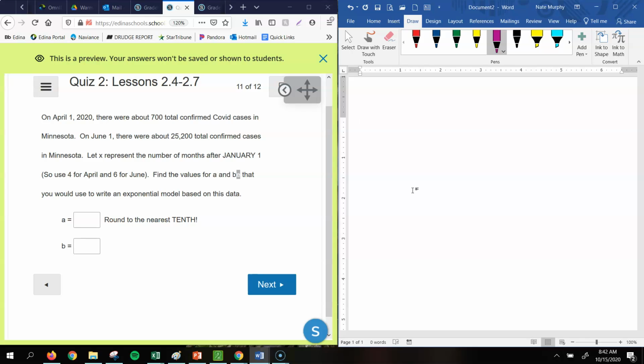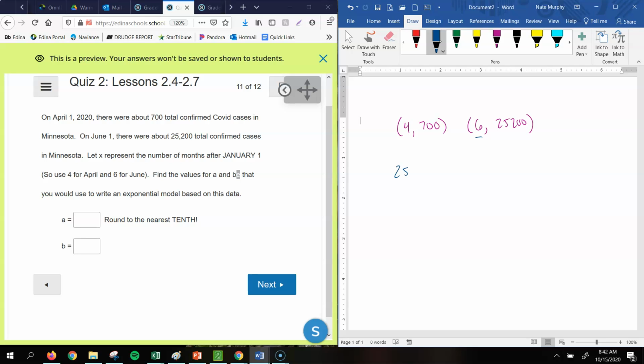We know that on April 1st, and April is the 4th month of the year, there were 700 cases. And on June 1st, which is the 6th month of the year, there were 25,200 cases. We want to find the values of A and B here. So this is one of those equations where we're going to set up two separate equations using y equals A times B to the x power. We're going to start with the coordinate with the largest x value.